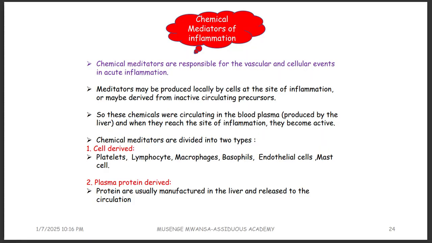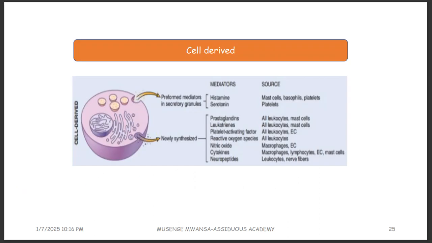We have different chemical mediators of inflammation which are responsible for these vascular and cellular events that we've just discussed. These chemical mediators can be produced by cells or they can be found in plasma. Those in plasma are produced by the liver. Cells that can produce these chemical mediators include lymphocytes, platelets, macrophages, basophils, endothelial cells, and mast cells. Please, you need to know this: the mediators derived from the cell we can divide into two. There are those released already formed, preformed mediators found in secretory granules, and those which are newly synthesized, which have to be synthesized when they are being released.